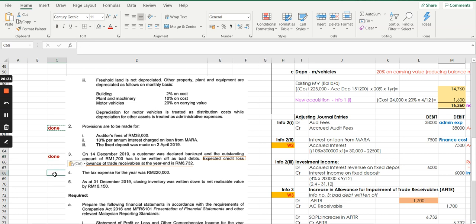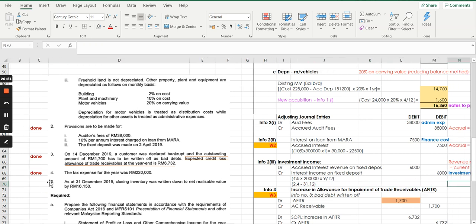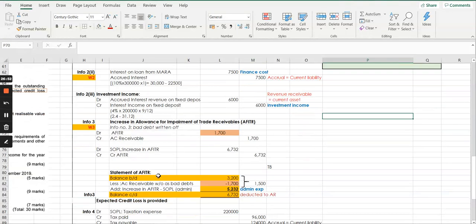Now we go to tax. This tax expense is what you have to put in your item. I put done because we are doing it now, right? You're going to put this in your SOPL. So therefore, I'm going to show you some journal as well in terms of the debit and credit.